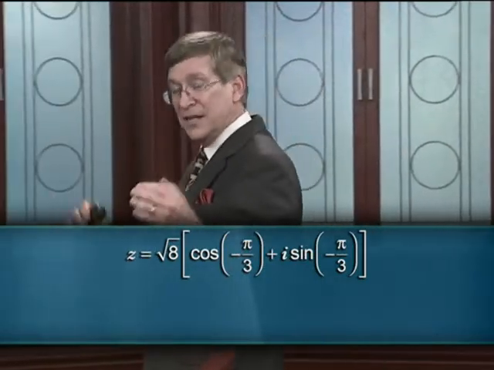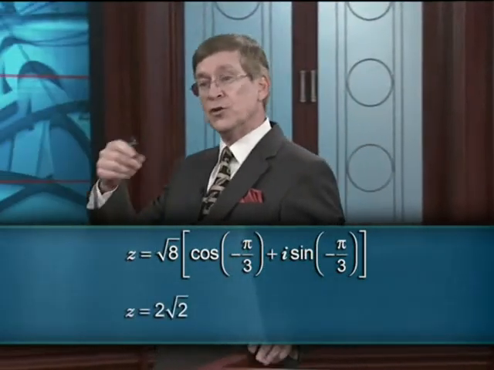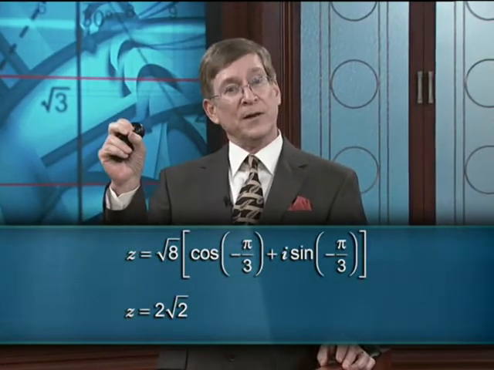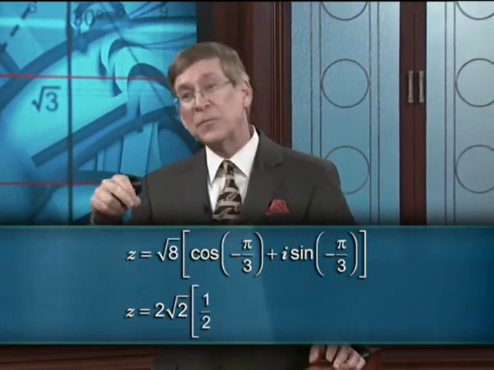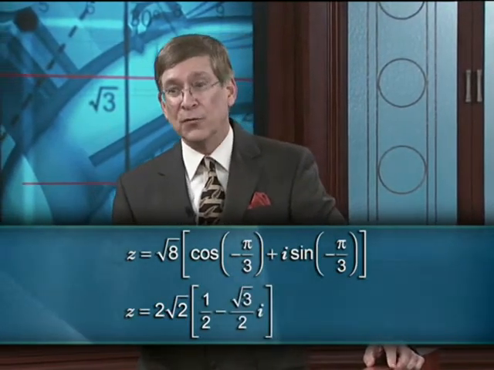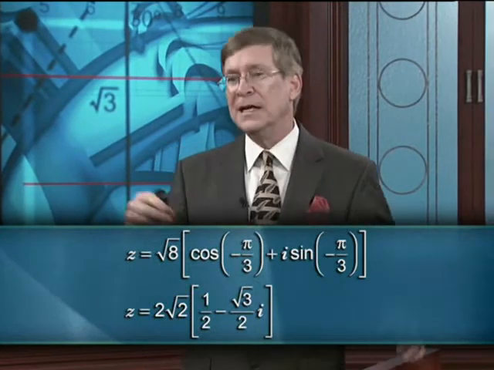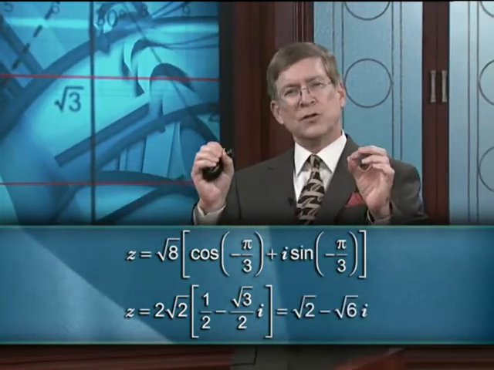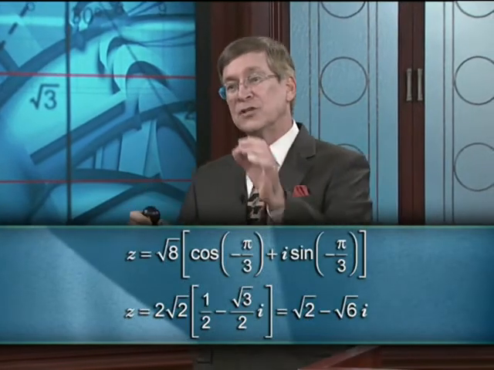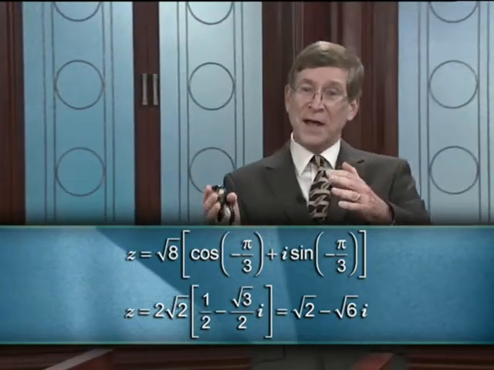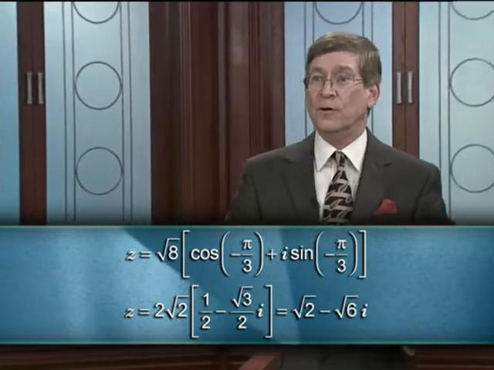All right, well, let's simplify. Square root of 8 can be written 2 times the square root of 2. And then cosine of minus pi over 3 is a half. Sine of minus pi over 3 is minus square root of 3 over 2, times i. Multiply in that 2 square roots of 2, and you're left with square root of 2 minus square root of 6 i. So here we've converted trigonometric form to standard form.